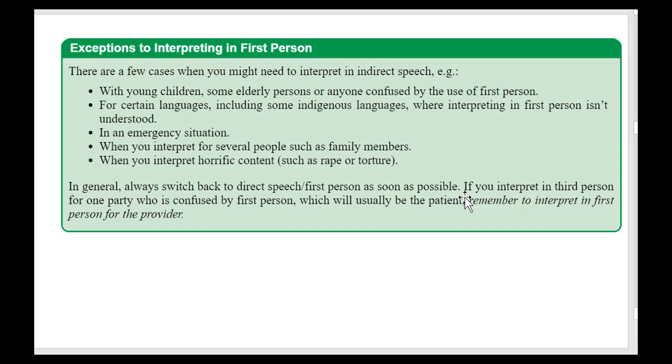And then when you interpret for several people, such as family members, you may not be able to keep the first person as clearly as you would, because you would have to let the listener know who said what. So for example, if the doctor says, we can wait for surgery until your son is older than 3 months or weighs more than 32 pounds, or we can do the surgery now. Do you have any other questions? Mom says, yes, I want to know what you think is best.